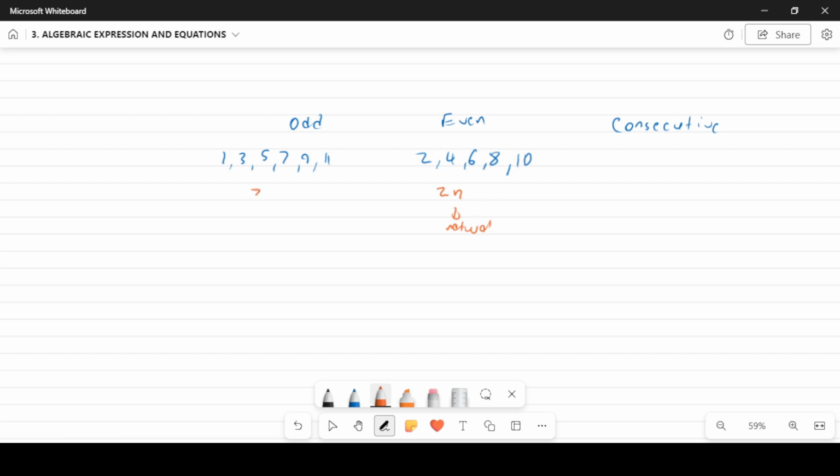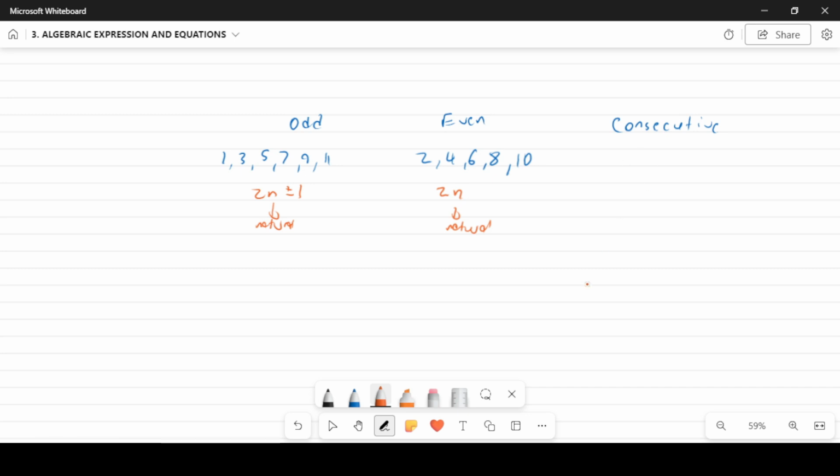To get your odd numbers, it's just 2 times some natural number plus or minus 1. That's how you get the odd numbers. Adding or subtracting 1 will give you your odd number. So it could be 2 times 1 plus 1 or 2 times 1 minus 1. So 2 times 1 is 2, plus 1 will give you 3, minus 1 will give you 1. Either way, the number is still odd, so you can have it in either of those variations.